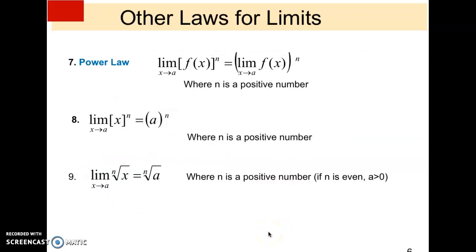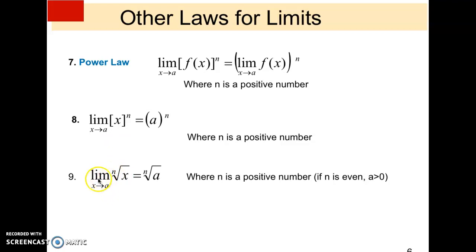All right. Let's add some more to these power laws, these limit laws. Rule number 7 for limits is saying that if I take the limit of a function raised to a power, it is the same thing as taking the limit of the whole function raised to that same power, where n is a positive number. We also have, if I take the limit of x raised to some power, this is a power function, I could just do a substitution and substitute a right in here, and this is going to equal a to the n, where a is a positive number and n is a positive number.